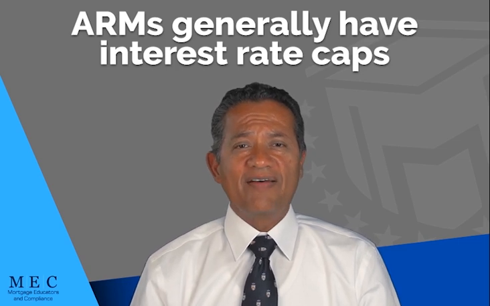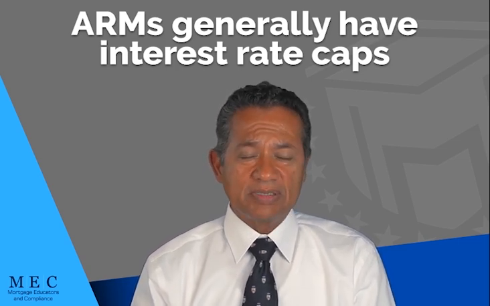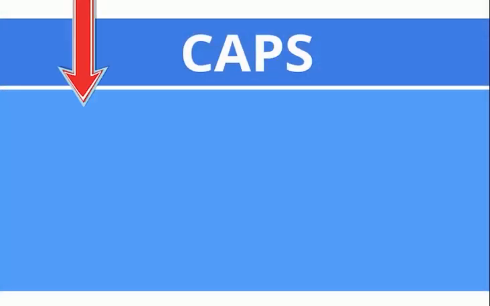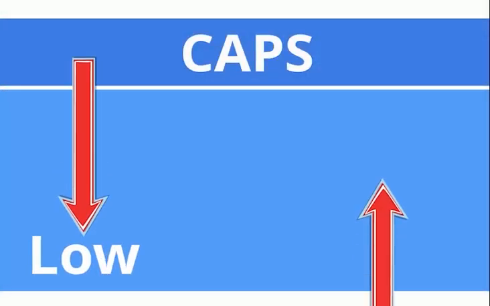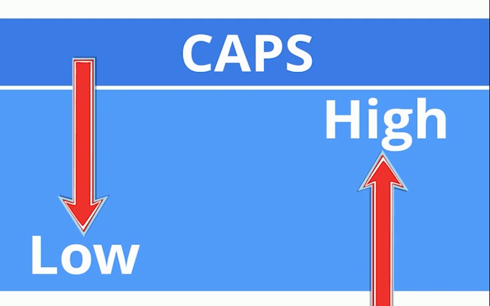Okay, next, ARMs generally have interest rate caps. Now, when you think of floors and caps, you think of how low the rate could go, and on caps you think of how high the rate could go. Interest rate caps were put into place to make sure that the borrower's interest rate never goes up more than a certain amount every time it adjusts. And there are three types of interest rate caps that exist on ARMs.